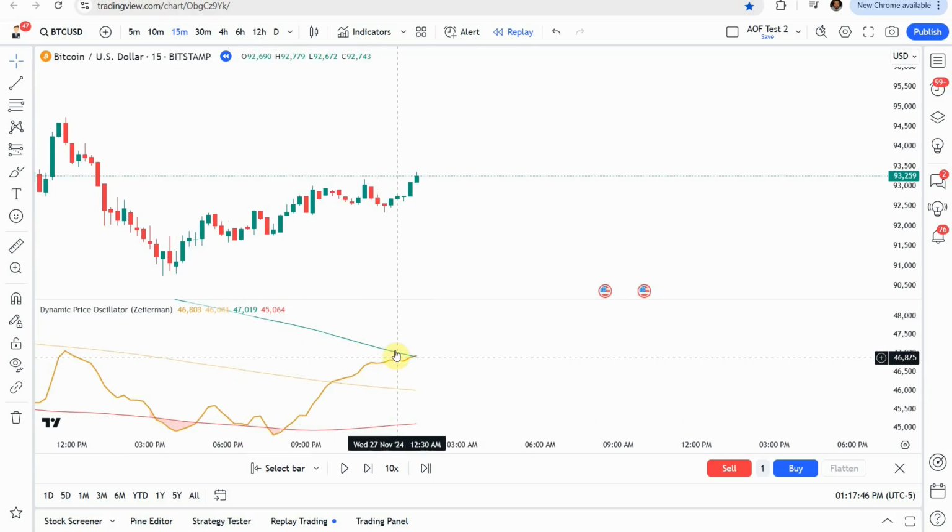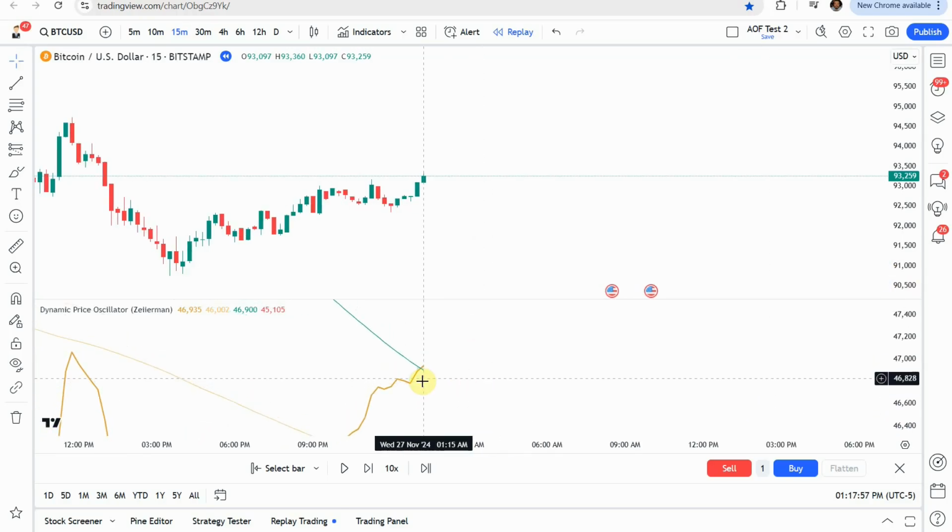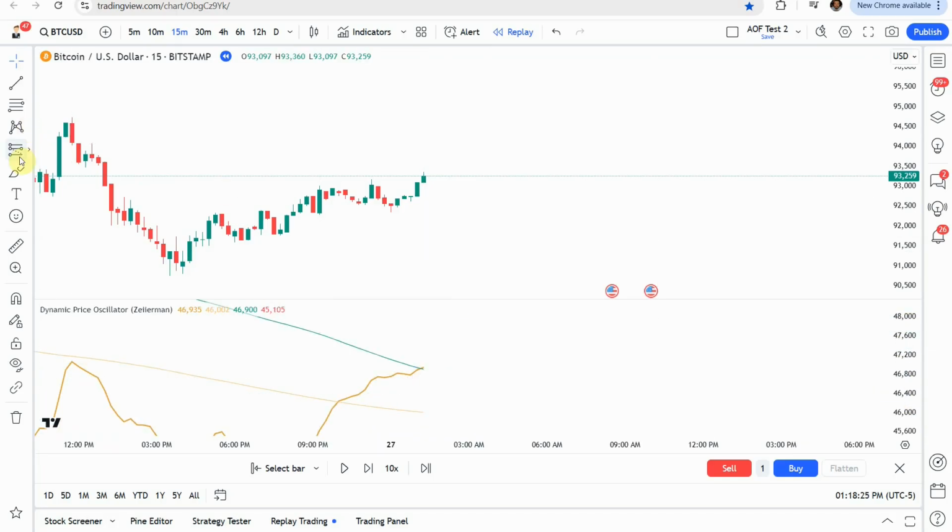Obviously when it breaks above the upper band, that's a long trend. And so you can see right here that we break above this upper band. It's just ever so slightly, kind of hard to see. If I zoom in real tight, you can see the orange line is above that green line. You can also look at the number coordinates right here, and if I hover over this candle, you can see that the orange number, which is the dynamic price oscillator line, is at 46,935, whereas the green line right here, which is that upper band, is at 46,900. So the orange line is just slightly above that green line, and that'll be our signal to then enter into a long.